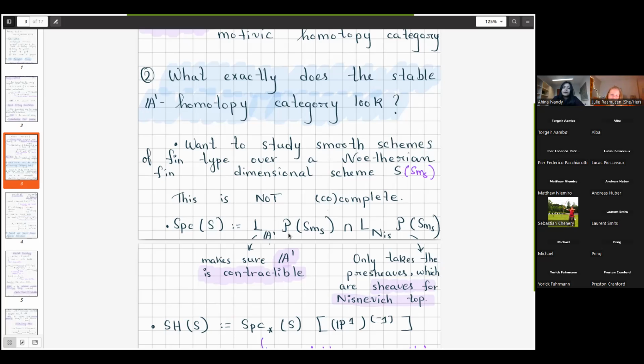We look at the category of certain presheaves over this category. So this is P of SMS, the infinity category of space-valued presheaves over this. And by space, we can also take, say, Kan complexes. It doesn't matter. But we do not study all of them.